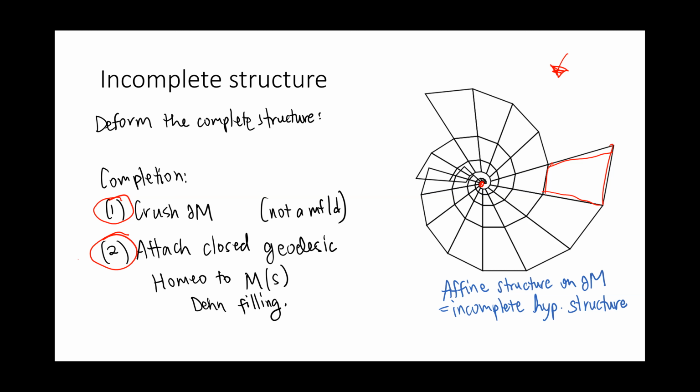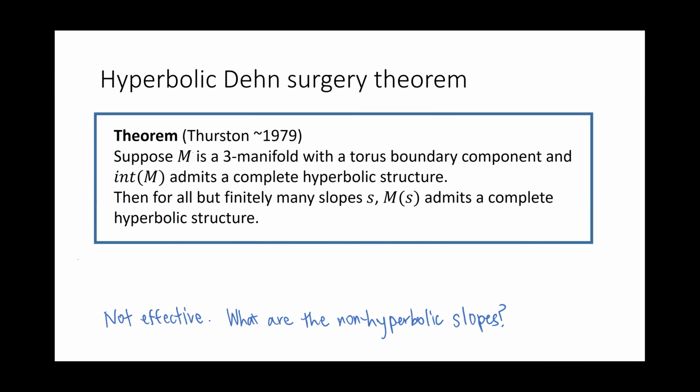And so this is going to give you something that is homeomorphic to Dehn filling, but you have this geometry now attached to it. So Thurston's hyperbolic Dehn surgery theorem says that if you've got this situation, so M is a 3-manifold with torus boundary, and the interior has a complete hyperbolic structure, then you can deform in a neighborhood of infinity, basically. So for all but finitely many slopes, M of S admits a complete hyperbolic structure.